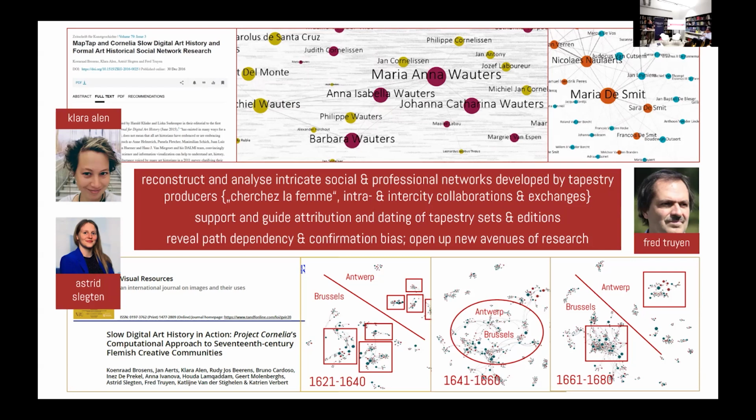So that was one of the things I did. And then also, these are the three visualizations you see on the lower half. These are godparenthood networks in Brussels and Antwerp. So Brussels, Antwerp always, right? And yeah, sort of snapshots: 1620 to 1640, 1640 to 1660, 1660 to 1680. The dates are not randomly chosen. It has to do with the history of tapestry in Europe, right?